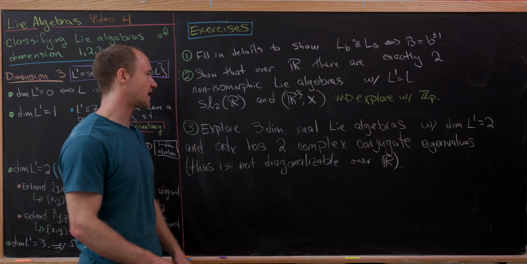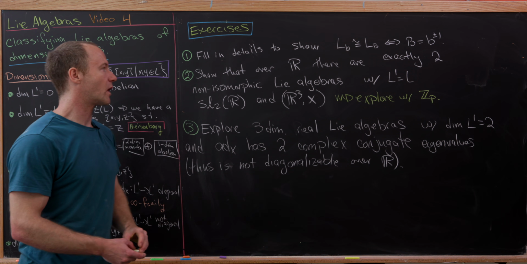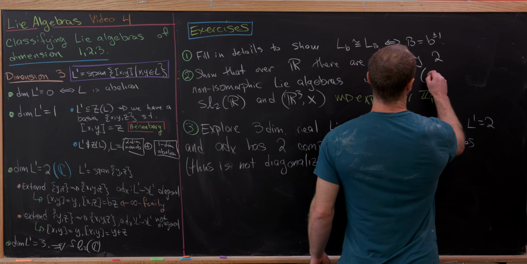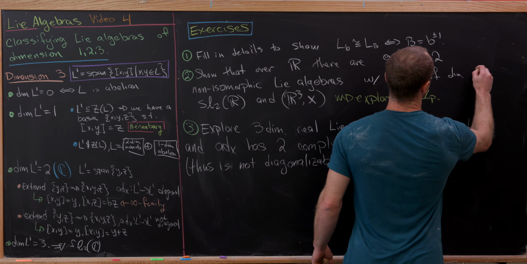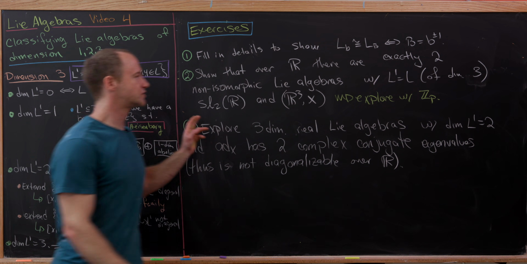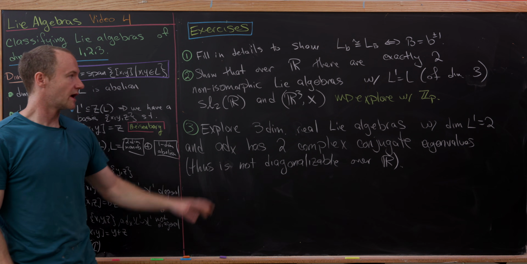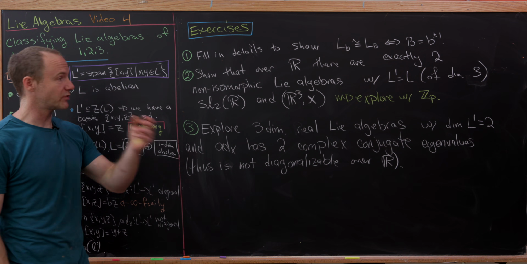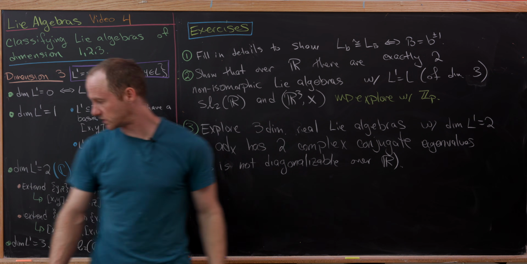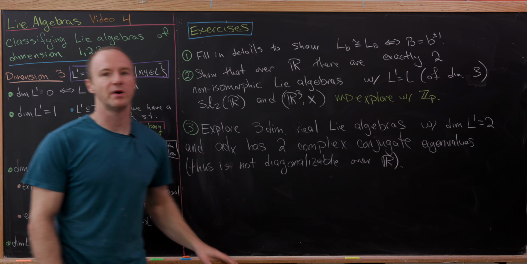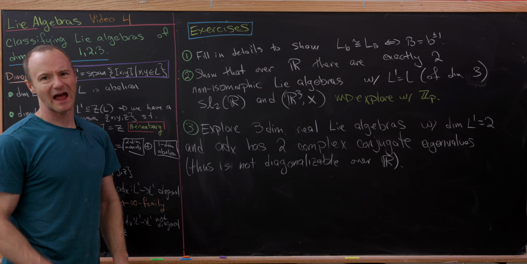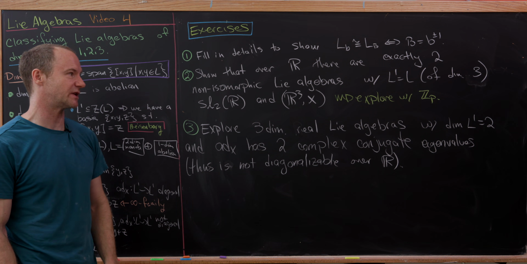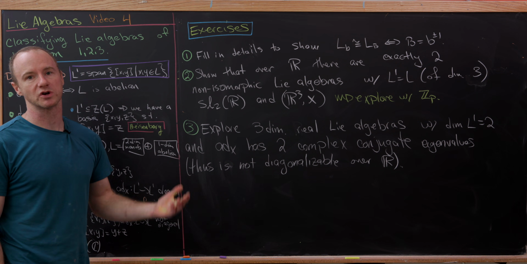Okay, so the next is to show that over R, the real numbers, there are exactly 2 non-isomorphic Lie algebras where L prime is equal to L. And I guess I should say here of dimension 3. And those two are SL2R and R3 with the cross product. So over the complex numbers, these are the same as we showed down here. But over the real numbers, they're not. And then as like a little open-ended project, you could explore what's happening over Z_p, or a more general field of characteristic p.